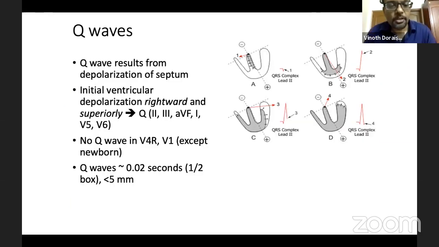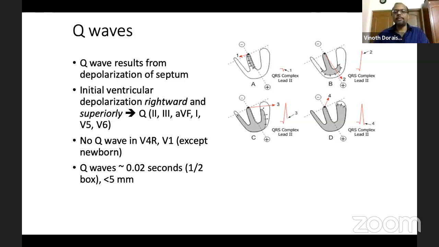So coming to the Q waves. We know that the Q waves represent the septal depolarization. The initial septal depolarization happens from the left side of the interventricular septum to the right side. This septal depolarization will go rightward and superiorly because the right ventricle is anterior, rightward and superior to the left ventricle. So the Q waves you will get in the inferior leads and the lateral leads: 2, 3, aVF and 1, V5 and V6. You will normally not get Q waves in the right sided leads like V4R and V1. A normal Q wave depth should be less than 5 millimeters and the duration should be less than half a small box, that is 0.02 seconds.